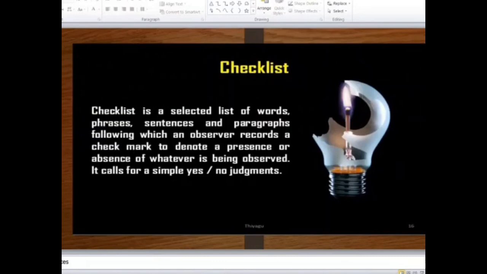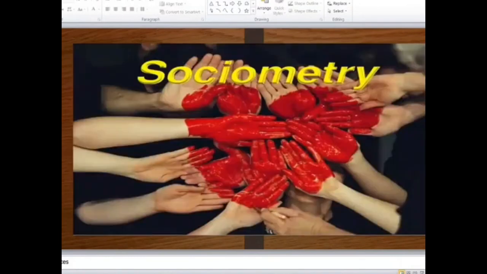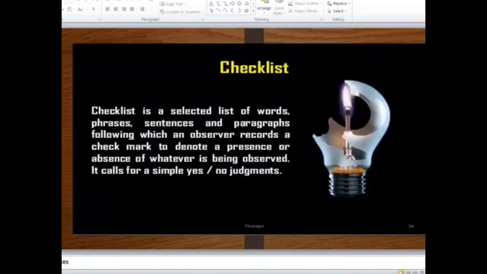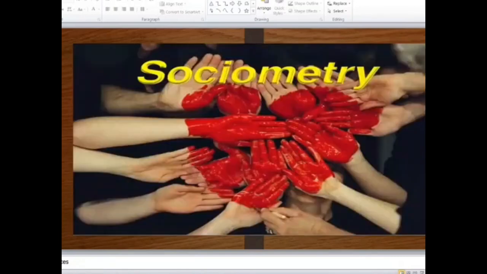Another example we can give is while purchasing books from the schools, they used to give a big checklist of whether the books are available, whether the science textbook is available or the maths textbook is available. Like this, they used to give a list of items. We have to check it. And the next type of tool is sociometry.